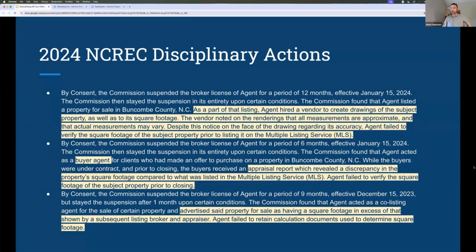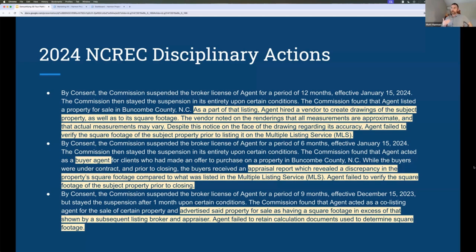These from last year I thought were kind of interesting. In this first one, this happened in Buncombe County. The agent hired a vendor to create drawings of the subject property. The vendor noted on the renderings that the measurements are approximate and that the actual measurements may vary. Despite this notice on the drawing, the agent failed to verify the square footage. All right, we will talk about that, like what's going on there.